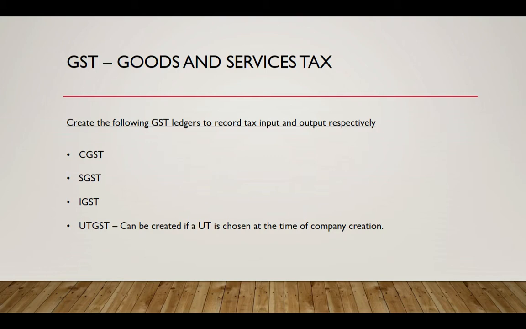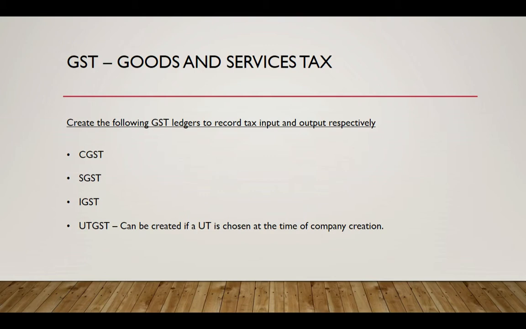So for our transactions, we would create the ledgers CGST, SGST and IGST, and the ledger UTGST, which stands for Union Territory GST. It can be created if your company is registered in a union territory. Since our company is registered in Karnataka, which is not a union territory, we would not be able to create a UTGST ledger.